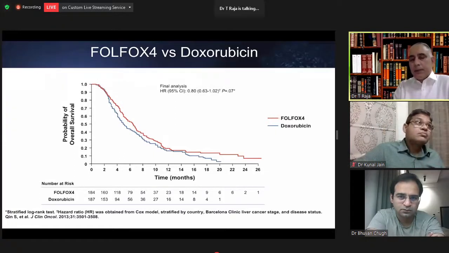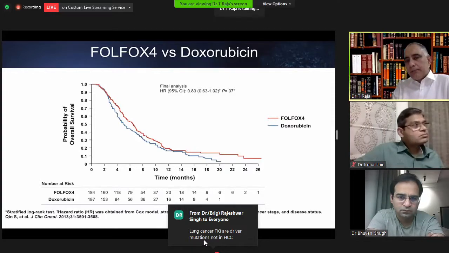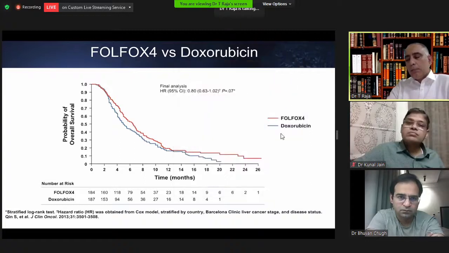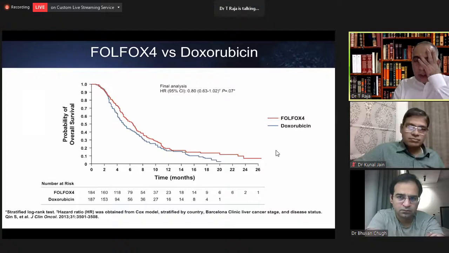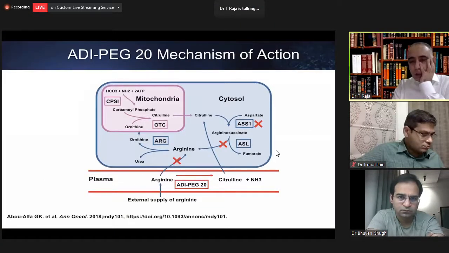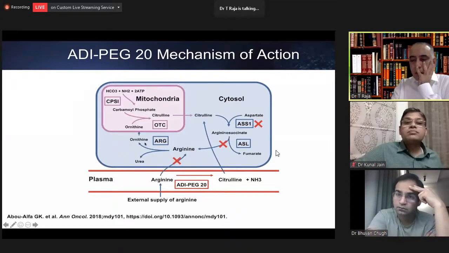Okay, point taken. Even though I did present the data of single agent pembrolizumab, but for the sake of completion, we'll move on. Provocative. Kripa Shankar, why forget the chemo completely? Do you think any role, or are we completely leaving that portfolio? Folfox, doxorubicin, and I'm showing something you might have already gone through.